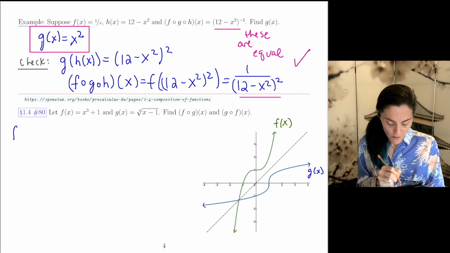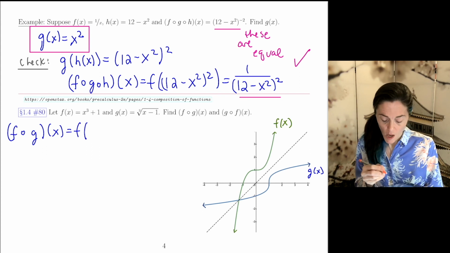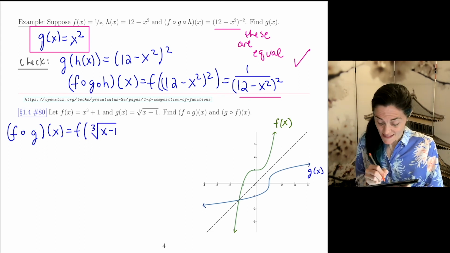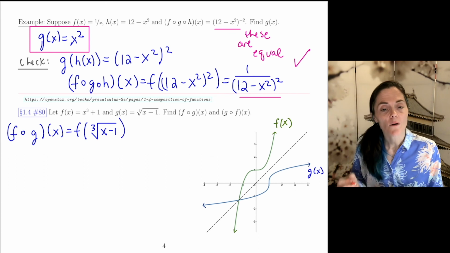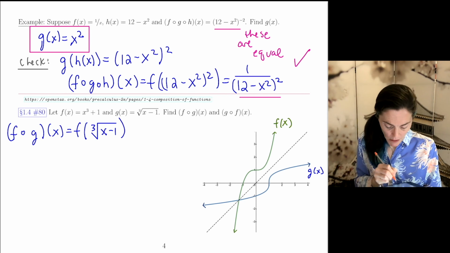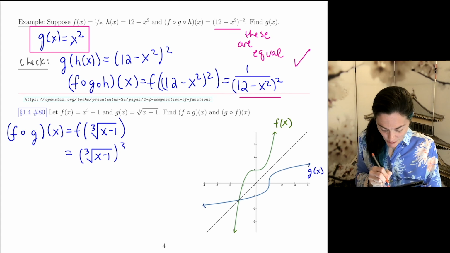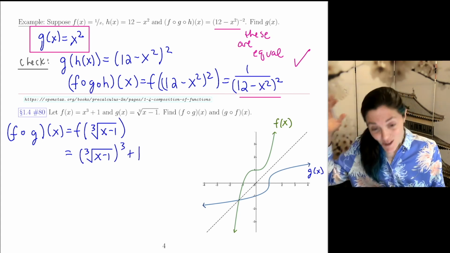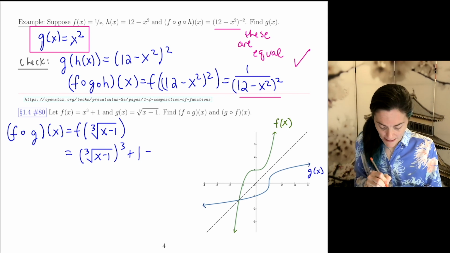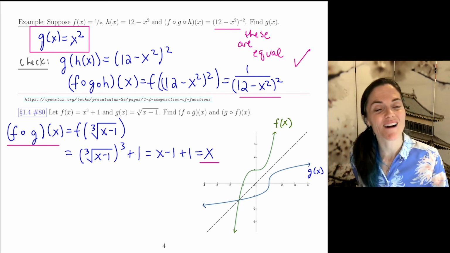Well, f compose g of x, I'll do this one first. This would be f of g of x, where g of x is the cube root of x minus 1. Now, everywhere we see an x in f, we put in the cube root of x minus 1. We get the cube root of x minus 1, cubed, plus 1. When we cube a cube root, note what we get. This is x minus 1 and then plus 1. So we have x. So this is the first part of this answer.